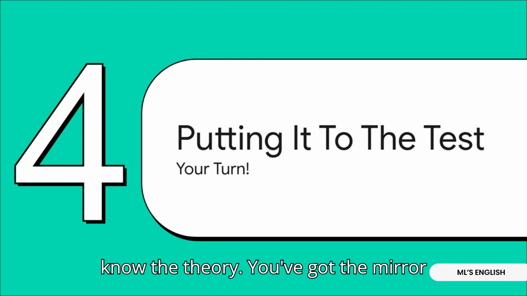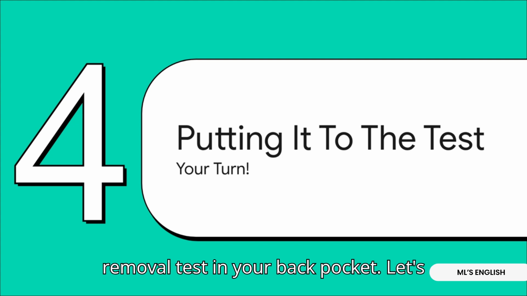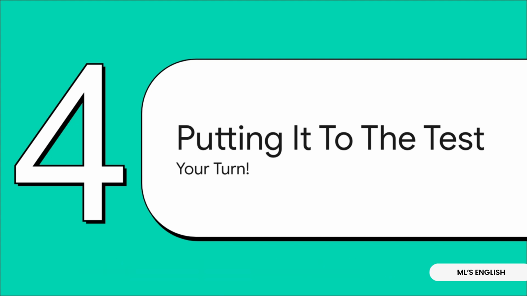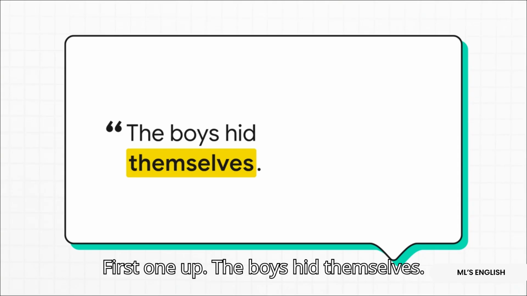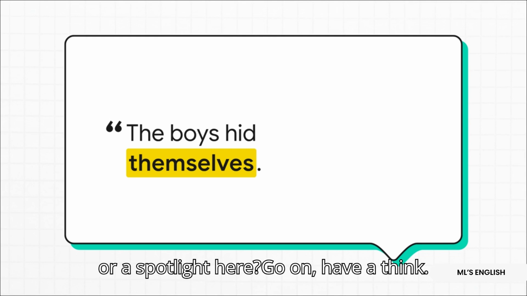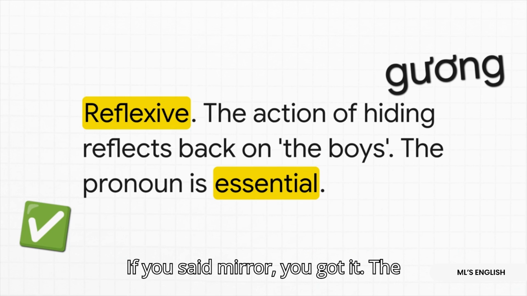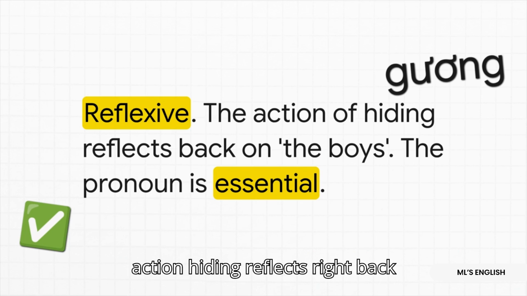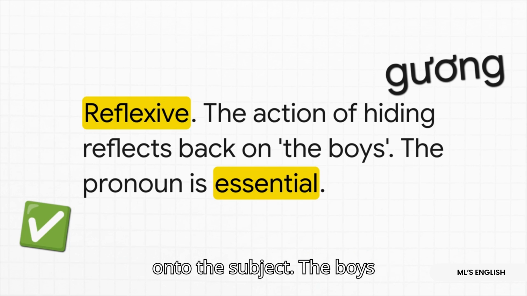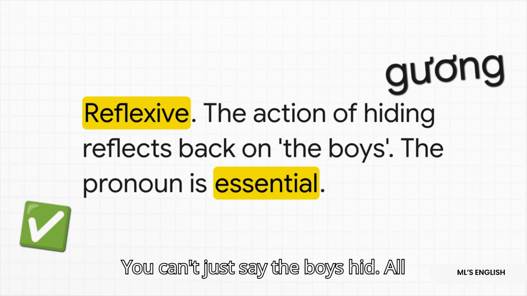Okay, you know the theory. You've got the mirror versus spotlight idea, and you've got the removal test in your back pocket. Let's see how you do with a couple of examples. First one up. The boys hid themselves. What do you think? Is themselves a mirror or a spotlight here? Go on, have a think. If you said mirror, you got it. The action, hiding, reflects right back onto the subject, the boys. Themselves is the essential object here. You can't just say the boys hid.